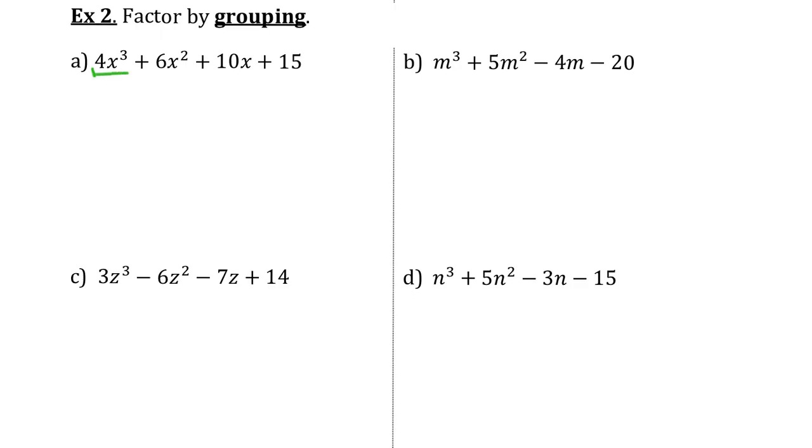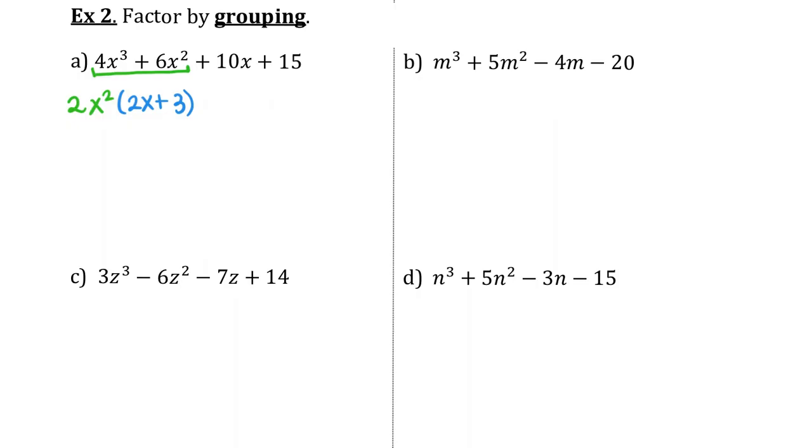So let's look at this first one here. I'm going to look at only the first 2 terms, and I want to take out the greatest common factor between 4x to the 3rd and 6x squared. Can I take out 4? No, but I can take out 2. I can also take out x to the 2nd. Okay, so that's going to be 2x to the 2nd times 2x, 2x to the 2nd times 3.